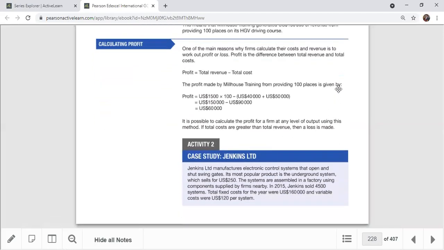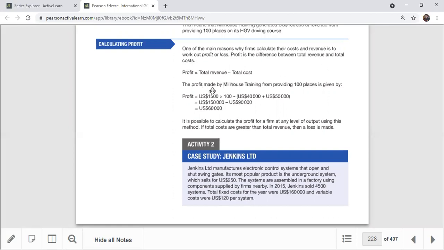Okay. Now we are moving into the profit calculation, the profitability calculation. You can easily understand it. Profit is the difference between total revenue and total cost. If you are asked to define profit, it is revenue minus cost, or total income minus total expenses. The main reason firms calculate cost and revenue is to work out the profit or loss. That's an important definition.